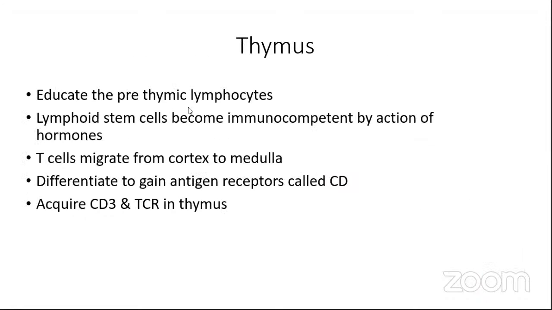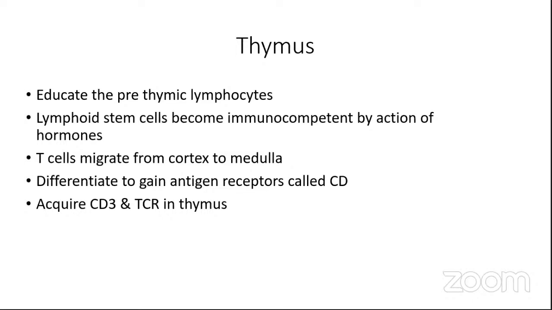Then coming to the thymus. The thymus is an organ which develops from the third and fourth pharyngeal pouch, and it is mainly situated in the lower end of the throat, just behind the sternum. It develops well up to the pre-puberty level, after which it starts decreasing in size and finally it atrophies.